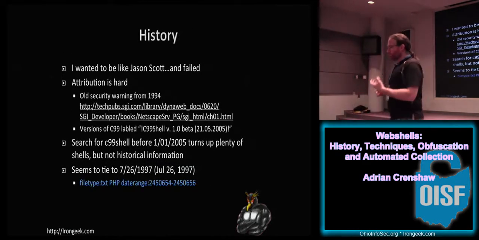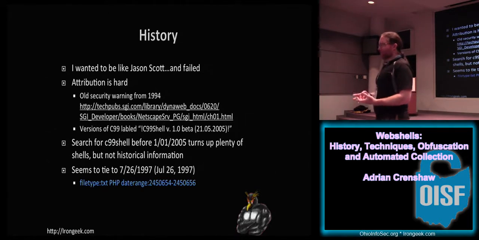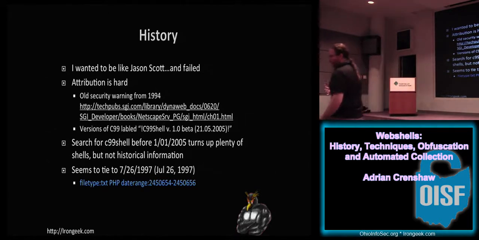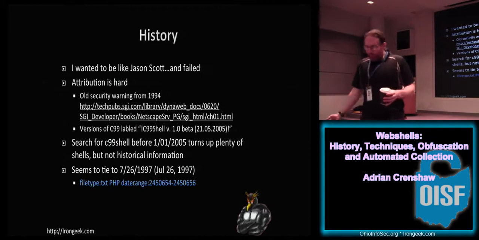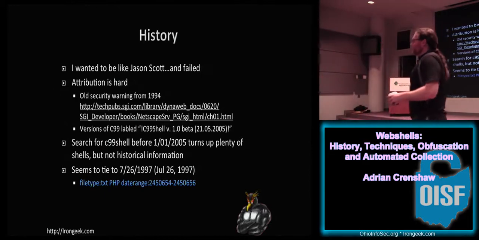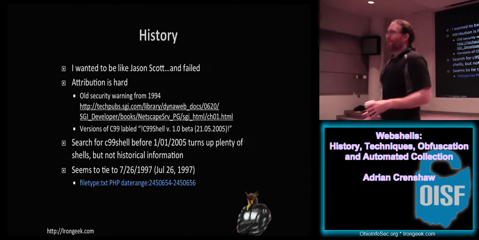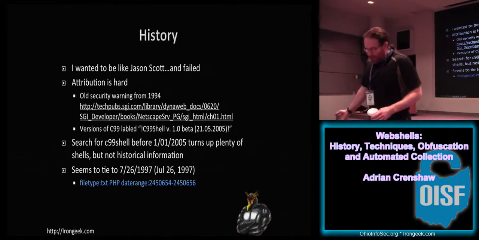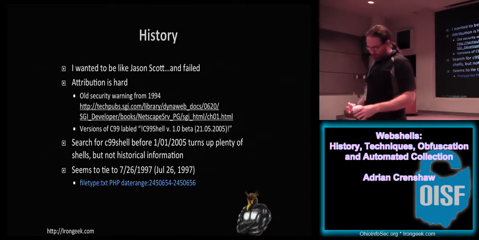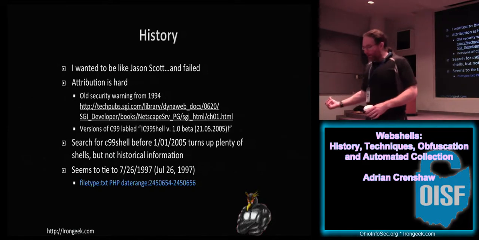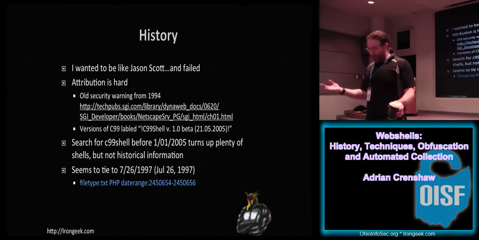Now, I want to do something like what Jason Scott does in some of his talks and actually give some of the history and background of web shells. Unfortunately, I'm having a hard time finding the earliest reference to a web shell. I started Googling around, finding stuff. Attribution is hard. A lot of people don't necessarily put dates in their code. If they do put a date in their code, who's to say if it's accurate? I found some really old references back to 1994 to people talking about it. I've seen C99 shells that have been dated back to 2005.